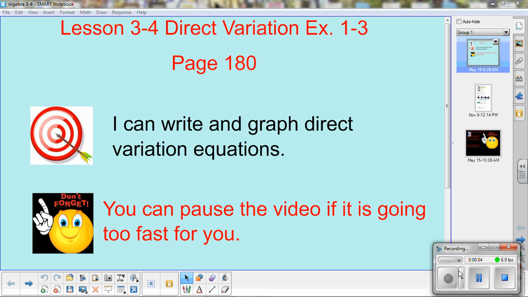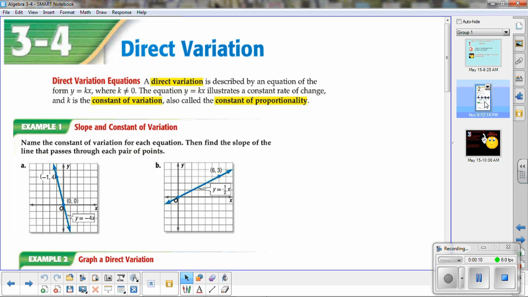In Lesson 3-4, examples 1 through 3, you will be writing and graphing direct variation equations. Direct variation equations are described by an equation of the form y equals kx, where k cannot equal 0.